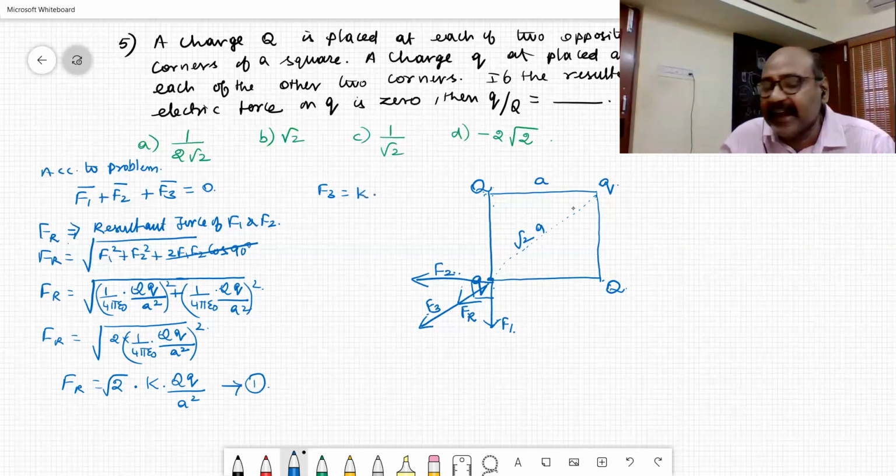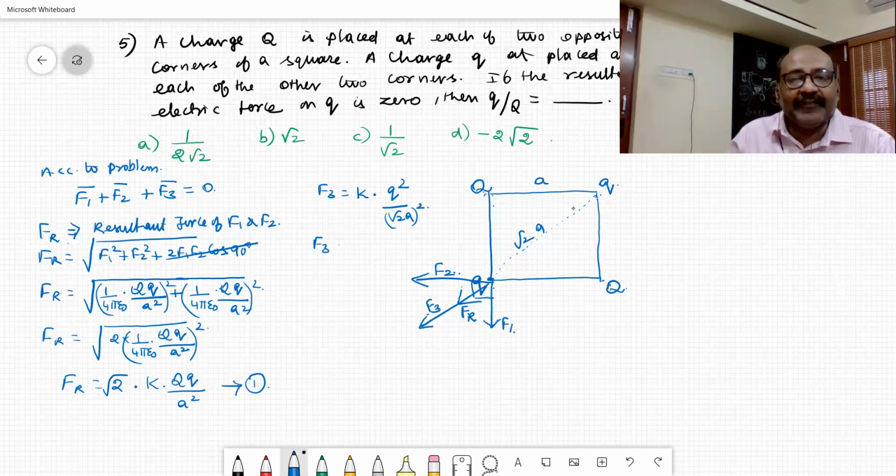Instead of that, I am taking K. Product of the charges small q into small q, I am taking it as q square divided by square of the distance between the diagonals. So I can get root 2 into a, the whole square. So the value of F3 will be equal to K into q square by 2a square. Take this as equation number 2.